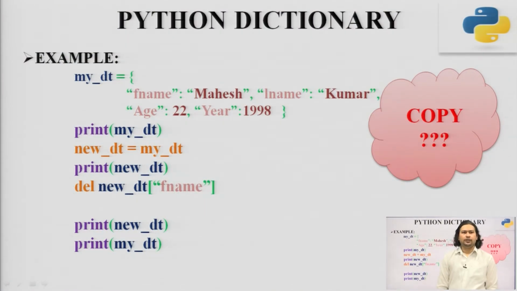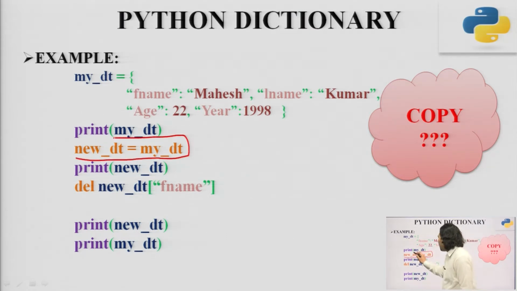Now, the next thing in the dictionary data type is the copying process. Just like in the list or the tuple data type, you have come across the same question: while performing the copy in the dictionary data type, whenever we perform the copy by this statement, new DT is the name of a new dictionary data type, and we are copying the data of myDT by using the assigning operator.